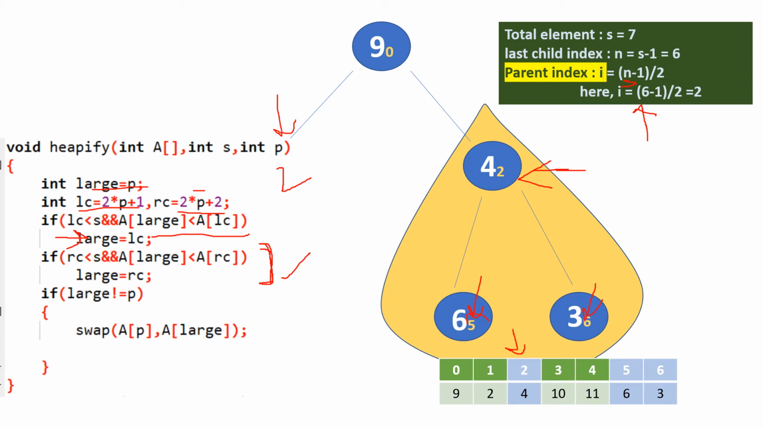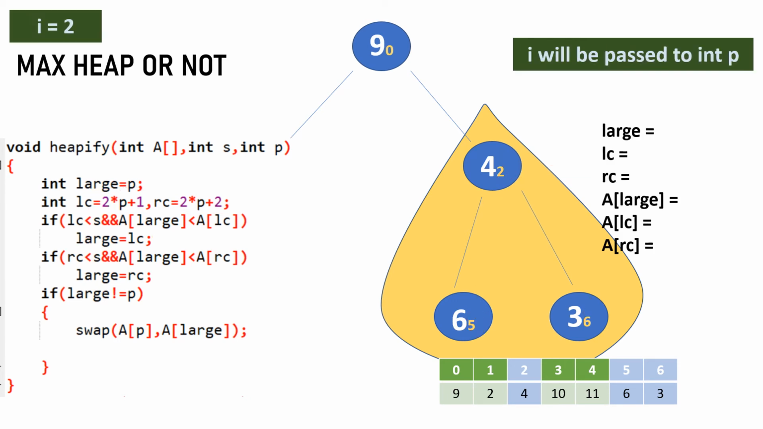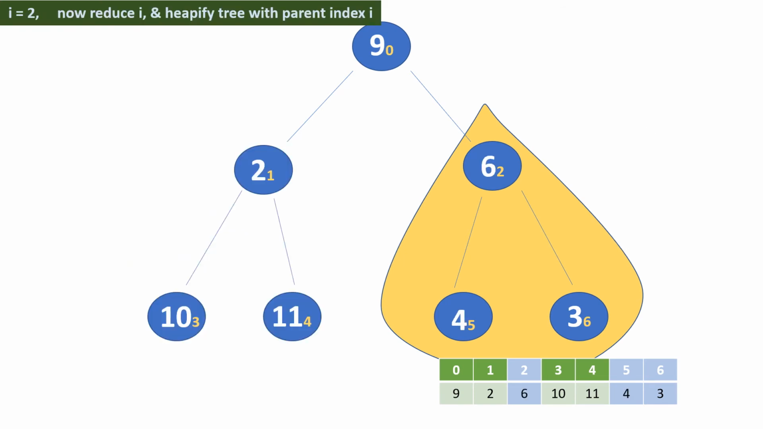So at 5 there is the large element, so we have to swap it with the parent. The parent is p, which is 2, so you will swap 4 and 6, and then you will get 6 here and 4 here, and 6 will be as usual here only. So this is heapified, you get a max heap 6 4 3, and after that we will go to the other tree which is on the left side. In this tree on the left side, first we will reduce i to i minus minus in order to get i equals 1.